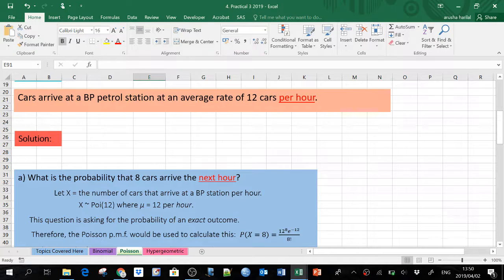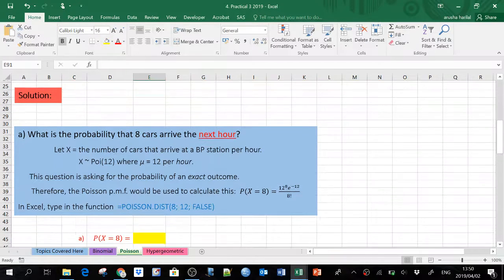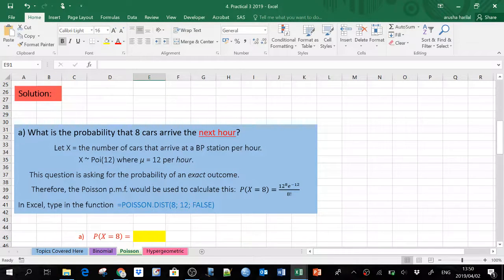There's our average 12, where mu now is our parameter. And the question, being an exact probability, is what they want you to find, probability that x is equal to 8. If you used your PMF, this is what you would get.